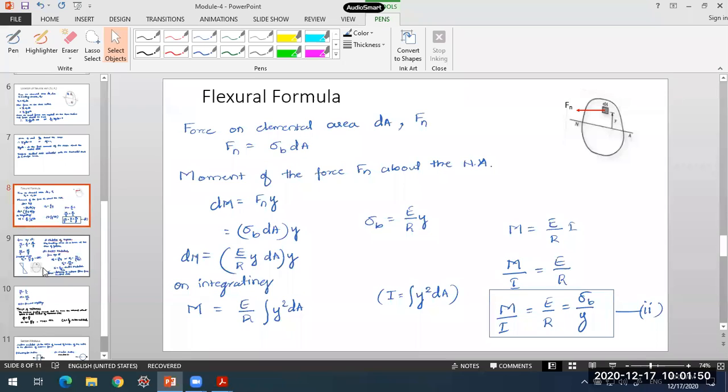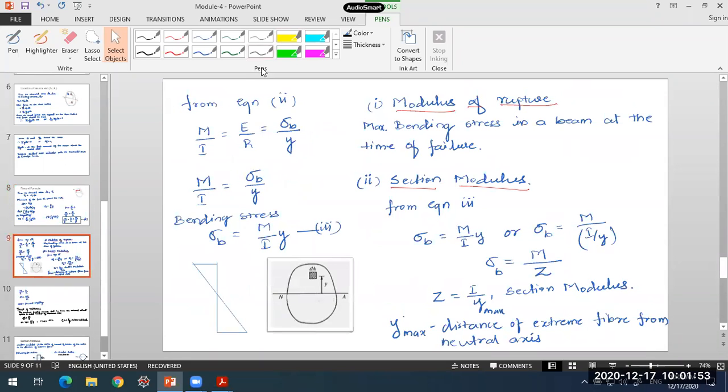So this was the relationship we obtained, and further we came across a few terminologies and definitions. One was the modulus of rupture, which is the maximum bending stress in the beam during failure, just before the beam is about to fail. What is the maximum stress that is developed in the beam? That is the modulus of rupture. Knowing this modulus of rupture of any beam, you can limit the stress and the bending moment on that beam and see that it is safe and will not fail.